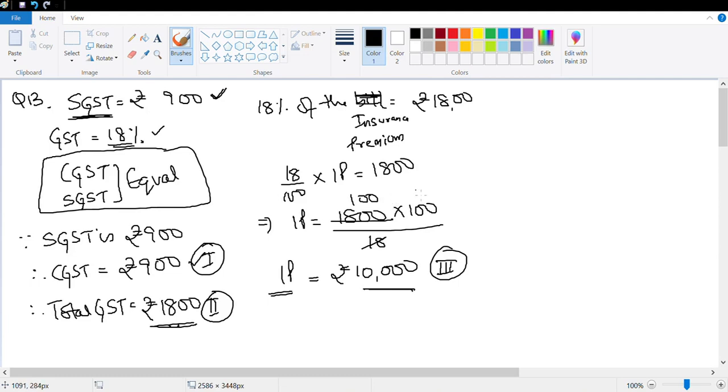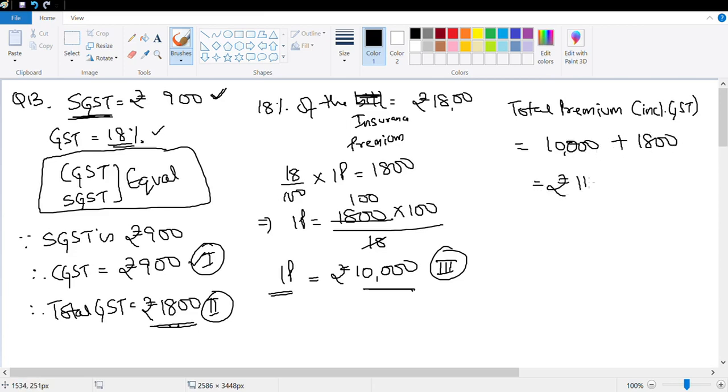Let's move on. What else do they want us to find? Find the total annual premium including GST. So including GST, total premium will be equal to the insurance premium plus the GST, which is rupees 11,800.